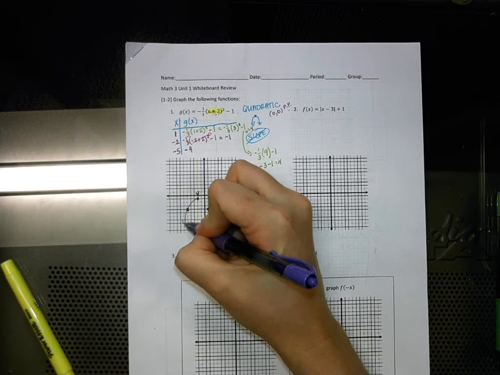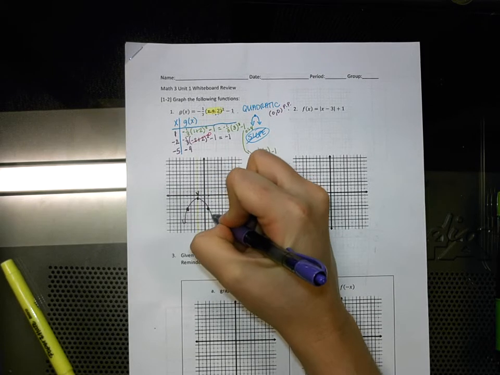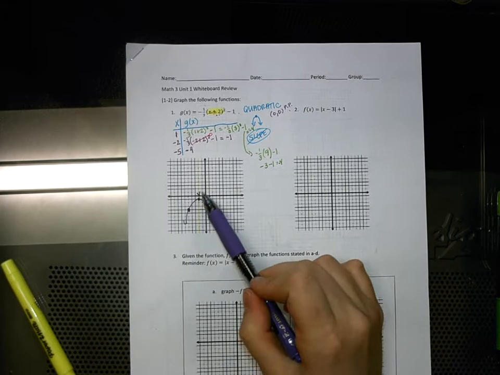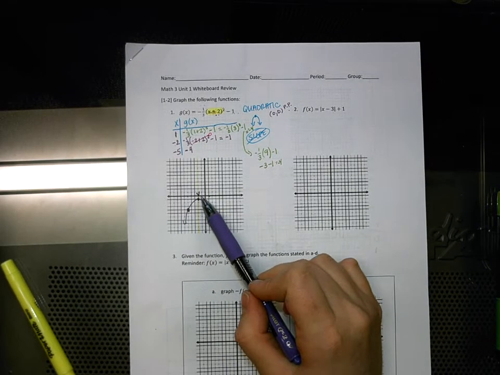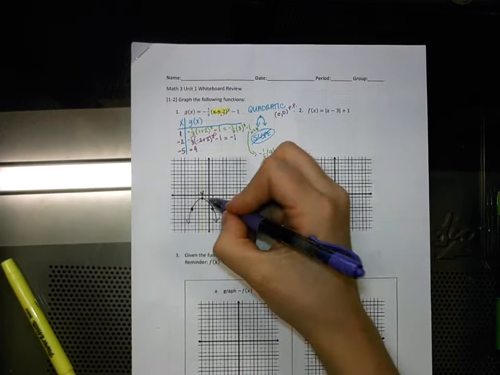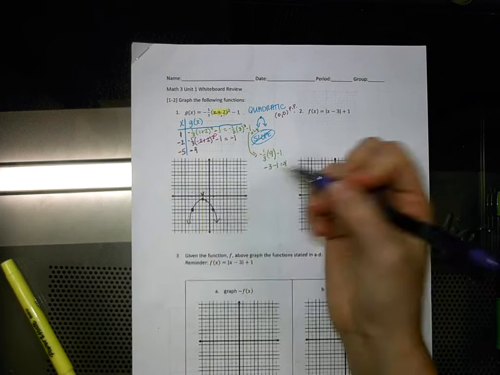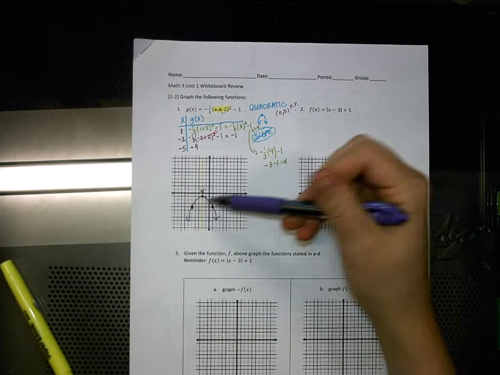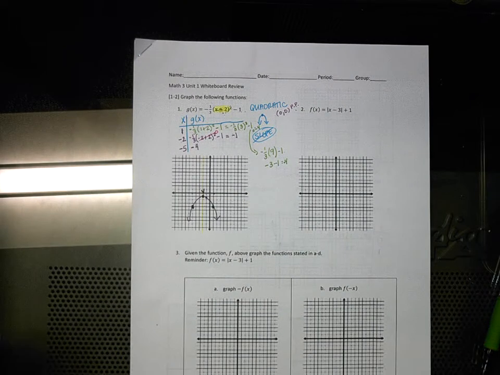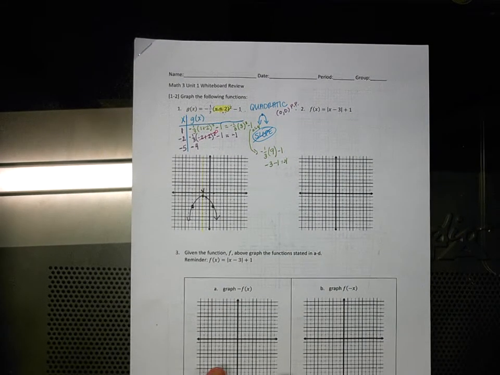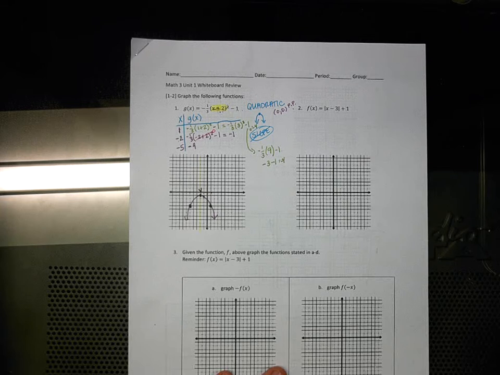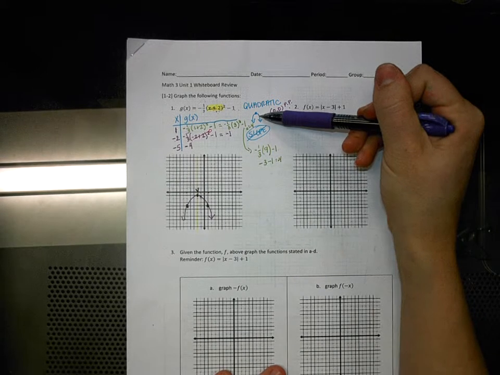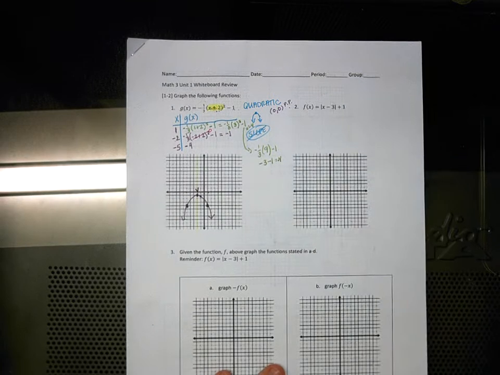On your test, you will have to graph 3 lattice points, which means I need whole numbers. You can plug in negative 1 and get a fractional answer and plot that on your graph, but it will not count as a lattice point. Lattice points use integers. Okay, so that's it for number 1. I have graphed what I predicted with 3 lattice points.